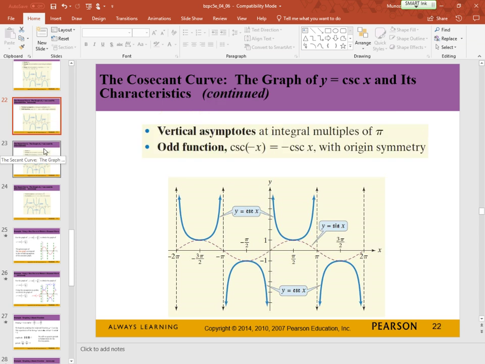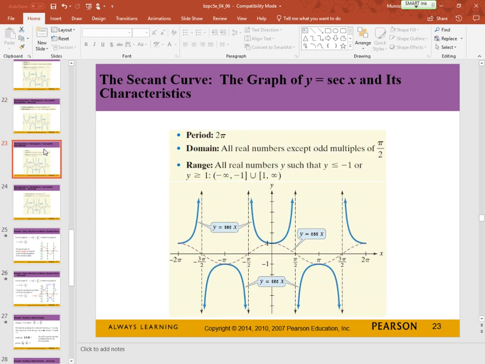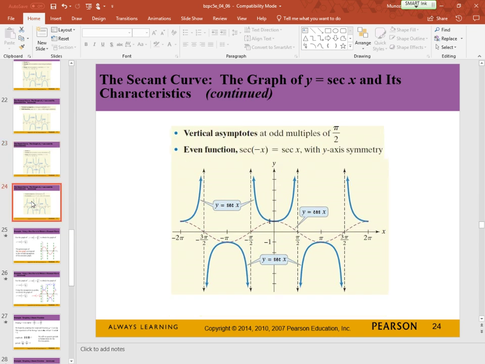Okay. This one is an odd function. Kind of makes sense since sine was an odd function, then cosecant should be an odd function. Here's your secant. It's 2 pi. It will have the multiples of pi halves. It's still at every pi interval where it's an asymptote, but we call them the intervals of pi halves. It is an even function again.